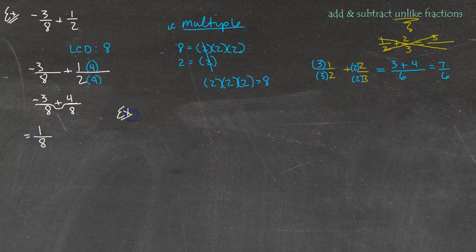Let's do another one. This time we have to deal with more negatives. So -1/4 minus, so we're looking for the difference, but I'm going to subtract a negative number.